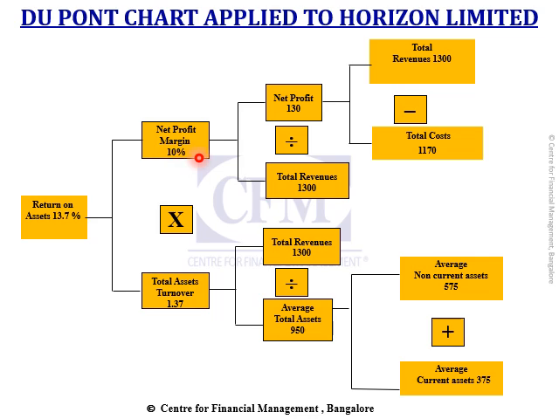Net profit margin is net profit divided by total revenues. Net profit is total revenues minus total cost. Total assets turnover is total revenues divided by average total assets, and average total assets is the sum of average non-current assets and average current assets. A pictorial representation of this kind is found very useful, and that is why this chart is very popular.